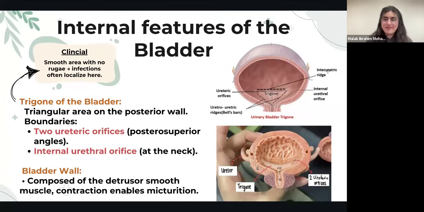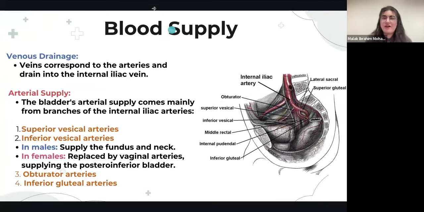So again, what are the boundaries of your trigone? I want someone to summarize them, or just mention them again. Yep, two ureteric orifices and one urethral orifice. So one is for the urethra and you have two for the ureters.